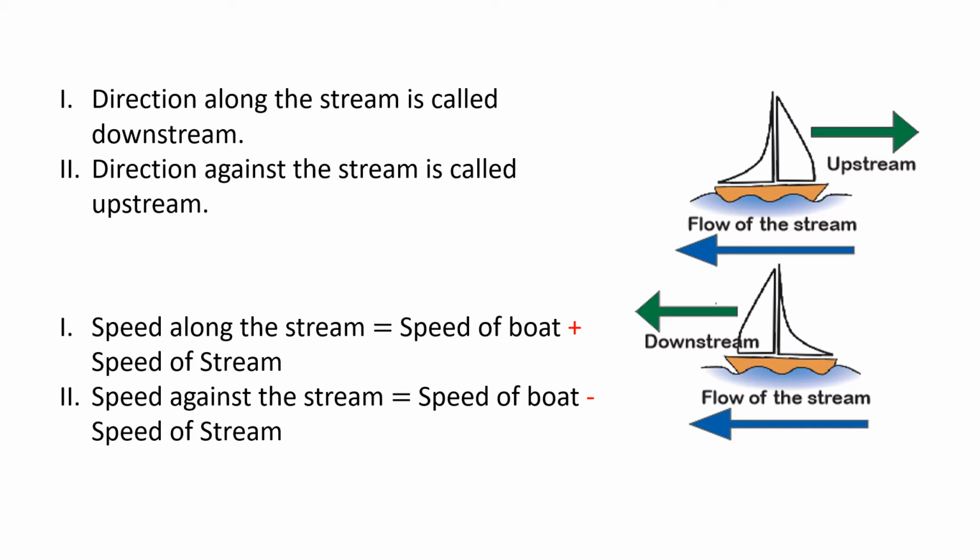Now speed against the stream means the speed of the boat minus the speed of the stream. That actually fits the first picture, right? So speed against the stream must be the speed of the boat minus the speed of the stream. So let us see those things in action.